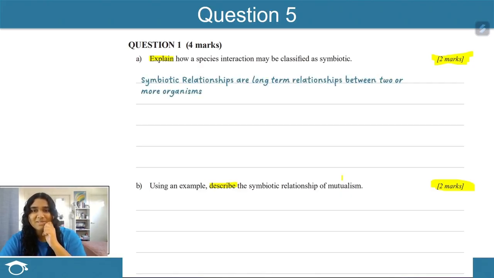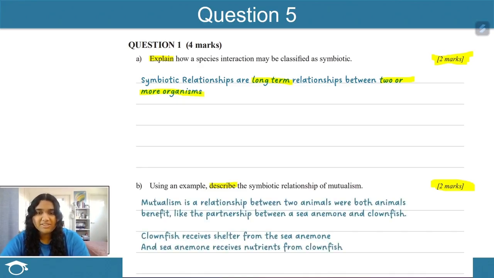Rightio. So this is literally what the 2-mark question is worth. Number 1 is that symbiotic relationships are long-term relationships between 2 or more organisms. In the marking guide for this question, you got 1 mark for saying that it was for 2 or more organisms, and 1 completely other mark for saying that it was a long-term relationship. Now, if you didn't include either one of the italicized or highlighted details, you would have lost a mark in this question. As for part B, mutualism is a relationship between 2 animals where both animals benefit, like a partnership between sea anemone and a clownfish.